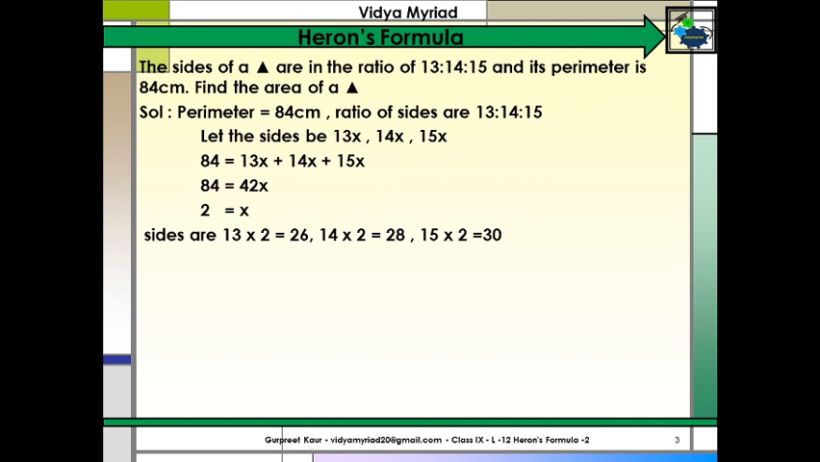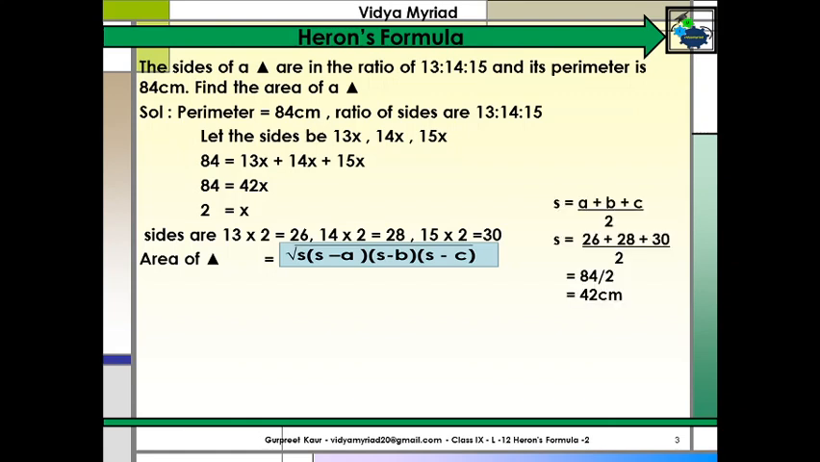So the sides will be 26, 28 and 30. Now we have all the three sides. If we want to use Heron's formula, I need the formula of under root s(s minus a)(s minus b)(s minus c). S is the semi-perimeter. For that, I will find s as 84 by 2, which is 42. I have even cross-checked that the perimeter is 84, so 26 plus 28 plus 30 is 84. So my sides are correct. If I divide by 2, I will get the semi-perimeter.